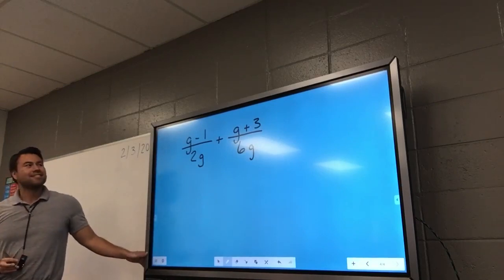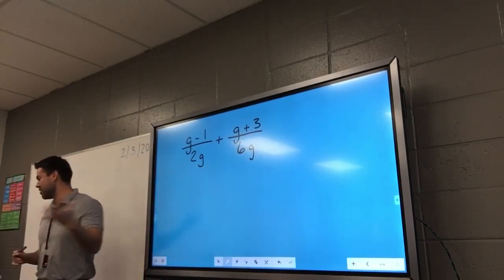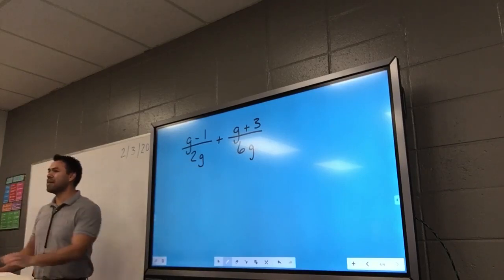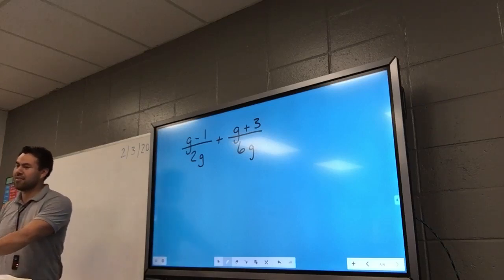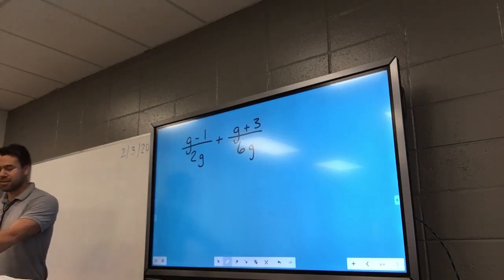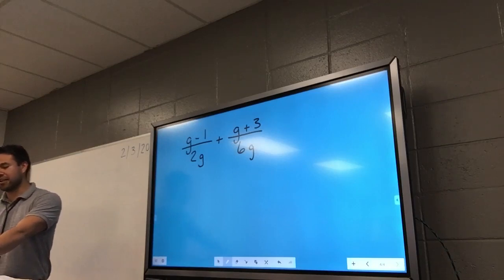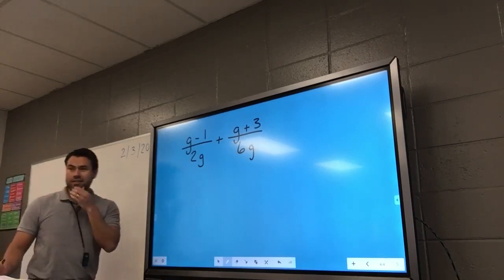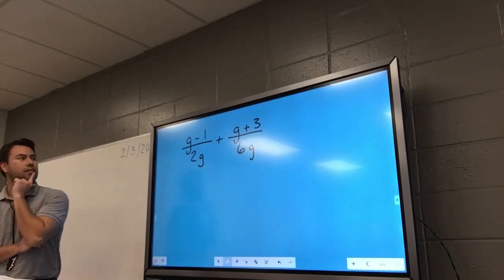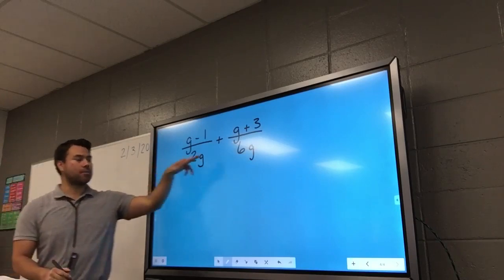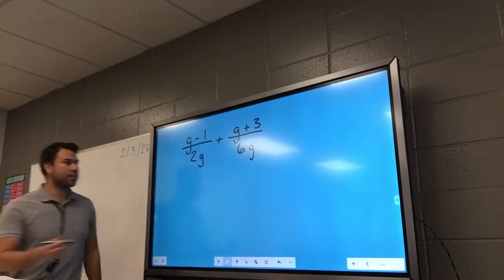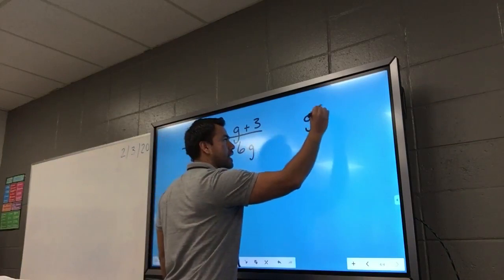All right. Did you guys get an answer on this one? Okay. Let's go with this. I want the excluded value from Sophie. G cannot equal? I don't know if this is right, but 1/6. Not 1/6. Look at only the denominators. 0. Yep, g cannot equal 0.